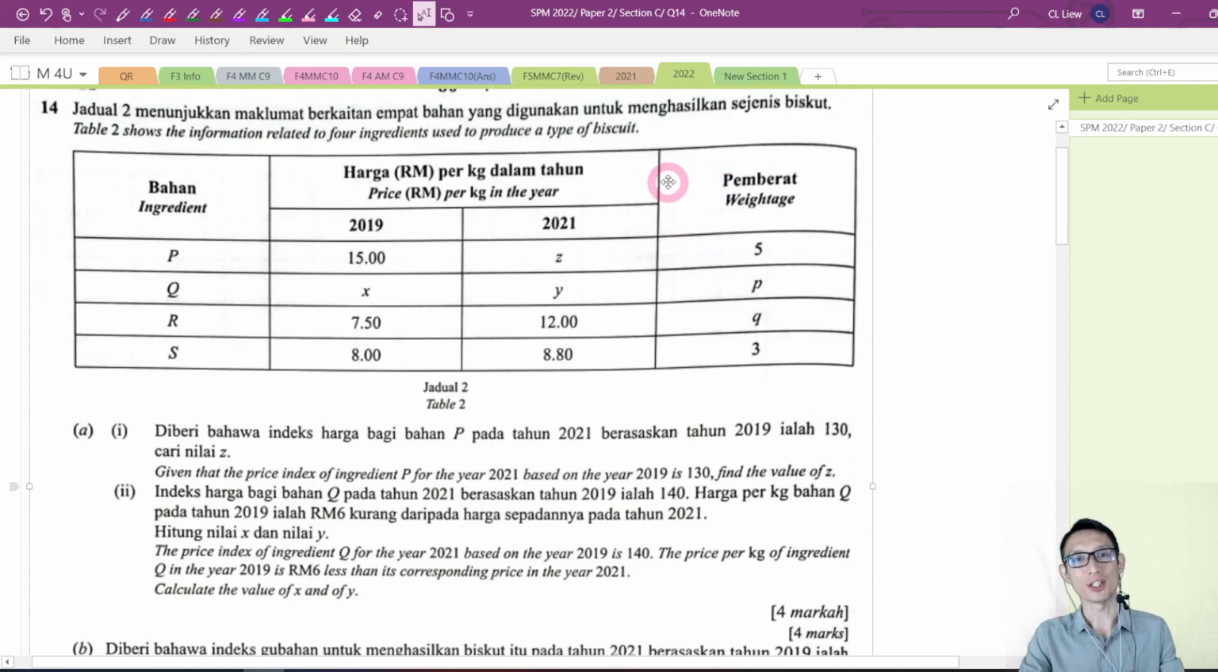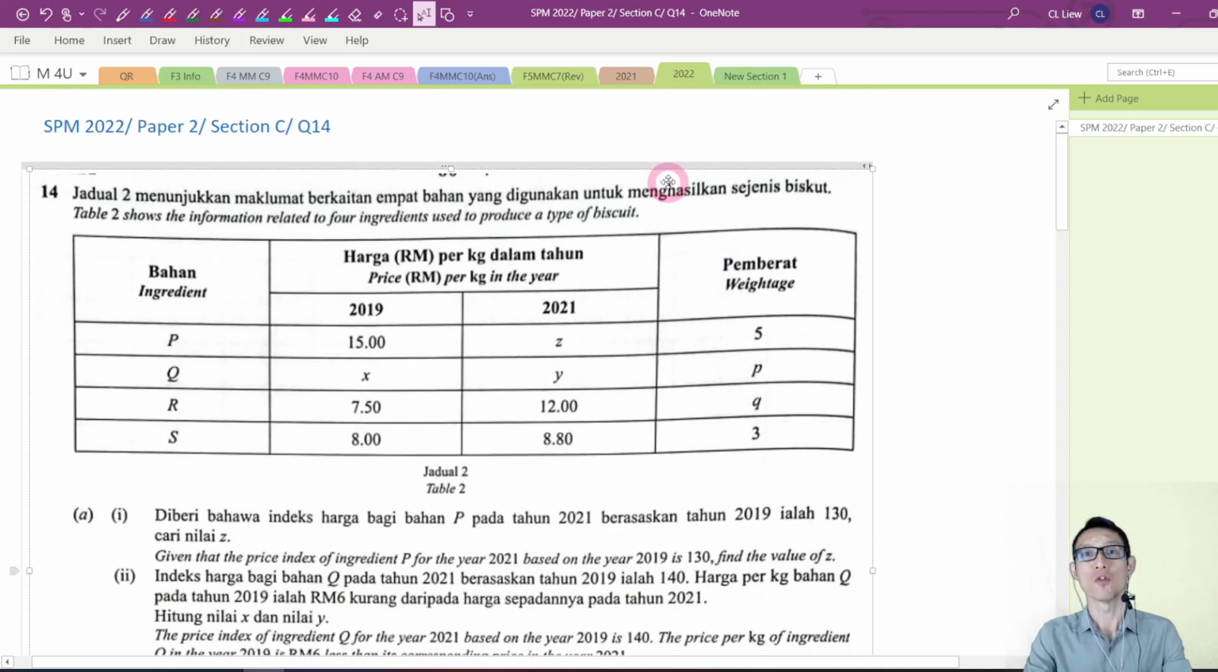Hi everybody, in this video, let's look at some questions from your Form 4 Add Math Chapter 10, Index Number. This question is taken from SPM 2022, Paper 2, Section C.